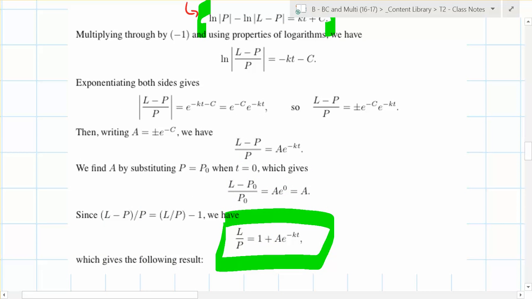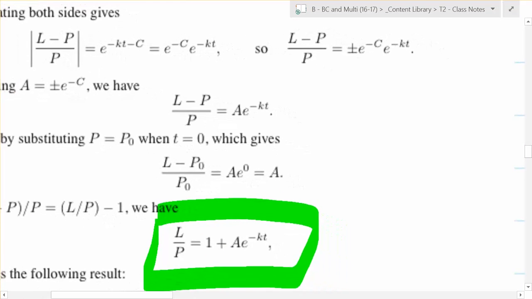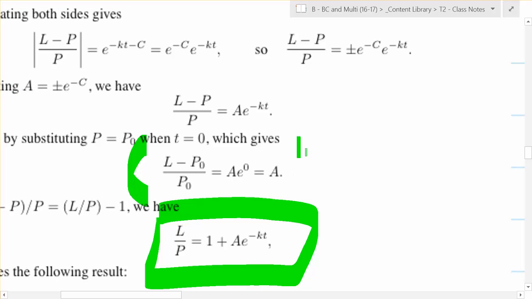You'll see a lot of notation-heavy stuff, and instead of writing lots of constants, they group them together. So for example, what does A equal? This is really important. You see this right here? A equals L minus P naught over P naught. What do you think P naught means? The initial population. What does L represent?